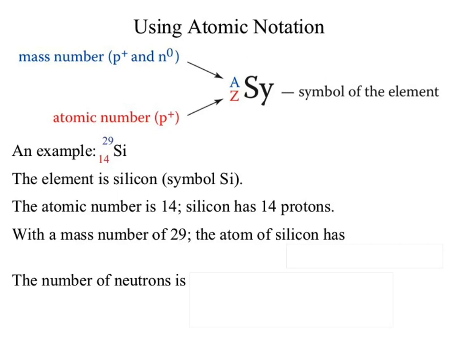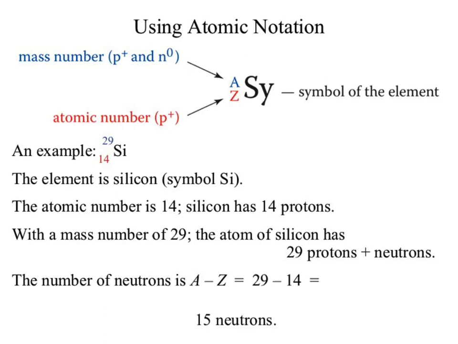Okay? With a mass number of 29, what do I know? Not quite there yet, but yes? It's the number of protons plus the number of neutrons. With the added information from the previous one, the number of protons being 14, I can now do that difference to tell me that the number of neutrons is 15. Make sense? You all good with that? Okay.